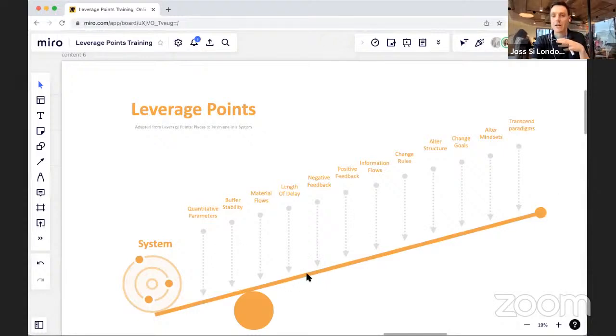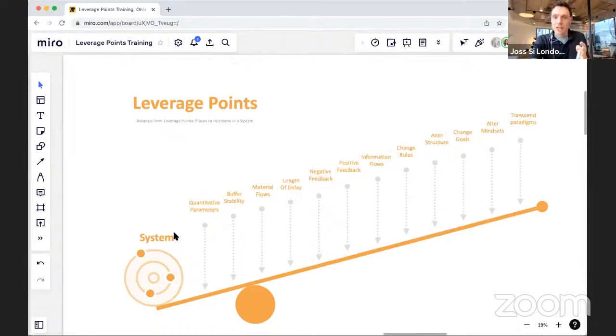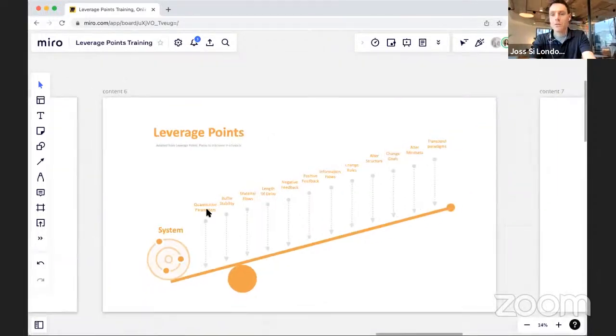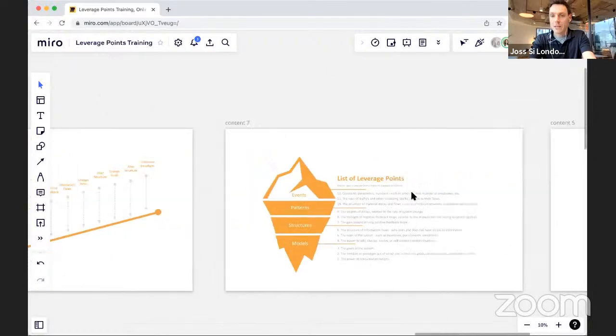So if you're in here and you pull, you're going to have to exert a lot of force to move something. If you're further out, if you pull down there, you'll be able to move something much larger. And that's what we're getting at here. So as we go to the right, we're getting to higher leverage points. She's saying down here are the lowest ones, and the lowest one, she says, is quantitative parameters. So these are changing the event. This is the event level, right? So this maps on to the iceberg model here.